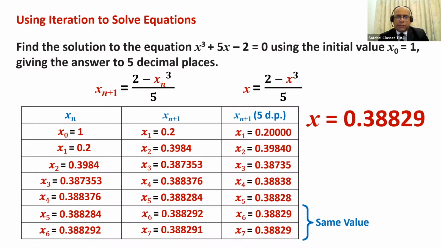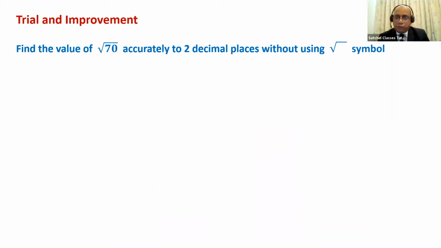Now let us have a look at a second technique of iteration, which is called trial and improvement. Let's see how we apply trial and improvement with this example. Find the value of square root of 70 accurately to 2 decimal places without using the square root symbol on your calculator. So we are not allowed to use the square root symbol on the calculator, but still we are supposed to find the square root of 70 accurately to 2 decimal places. Is it possible to do that? Well, yes, using the method of trial and improvement.